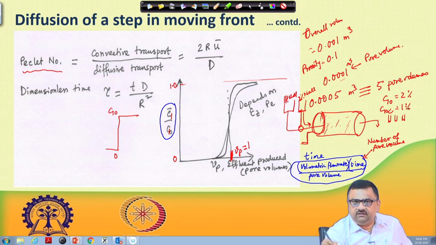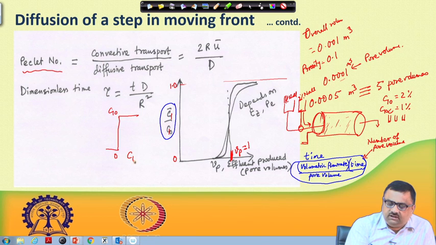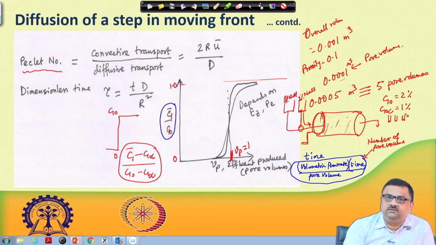So, you can find out what is the... here we are writing it as C1 bar minus C1 0. Instead of that, you can write it as C1 bar minus C1 infinity divided by C1 0 minus C1 infinity. So, you can make this also dimensionless, because here C1 infinity is 1%.